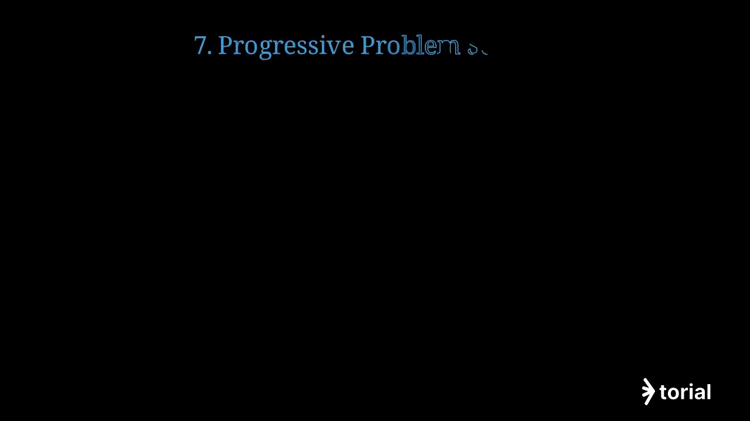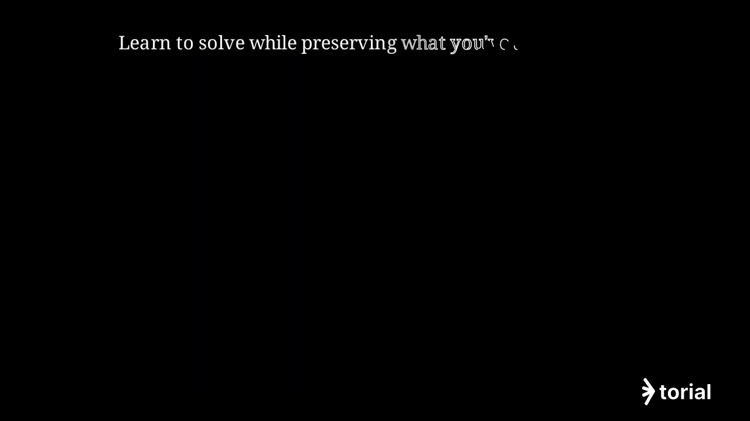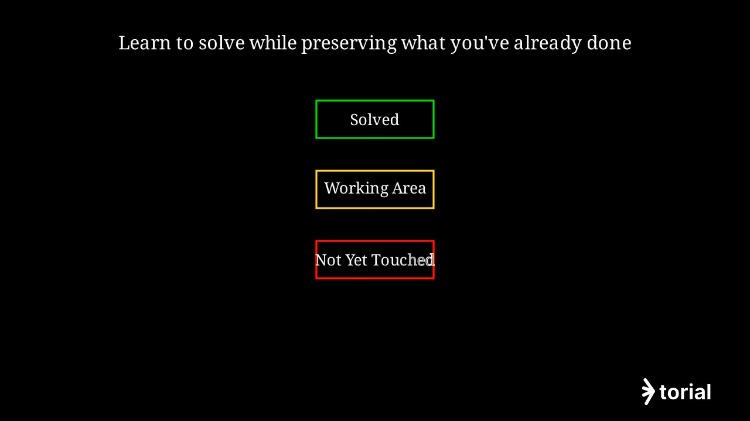Let's discuss how to approach the cube in manageable stages. Begin by focusing on solving just one layer of the cube completely before moving to the next challenge. The key skill is learning to solve new parts while preserving the sections you've already completed. Think of the cube in 3 zones: what you've solved, what you're working on, and what you haven't touched yet.